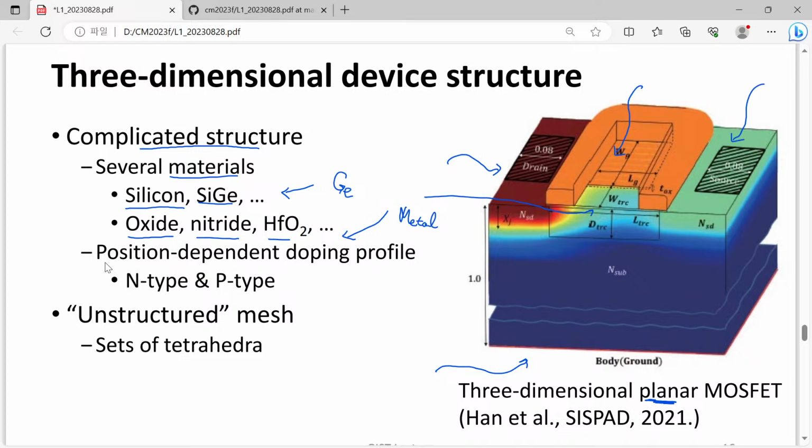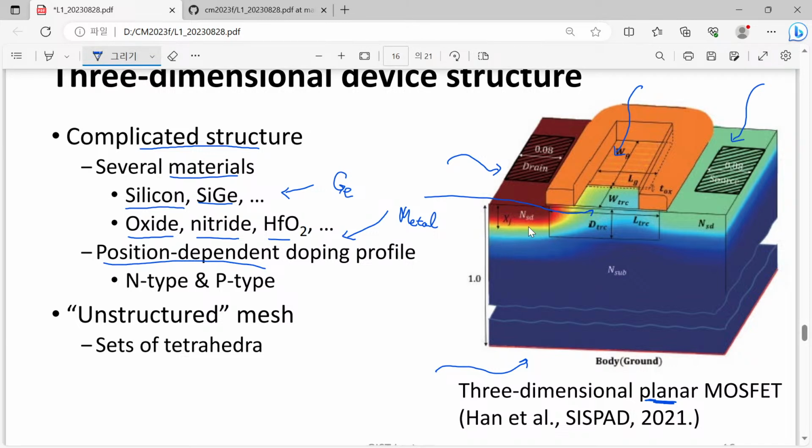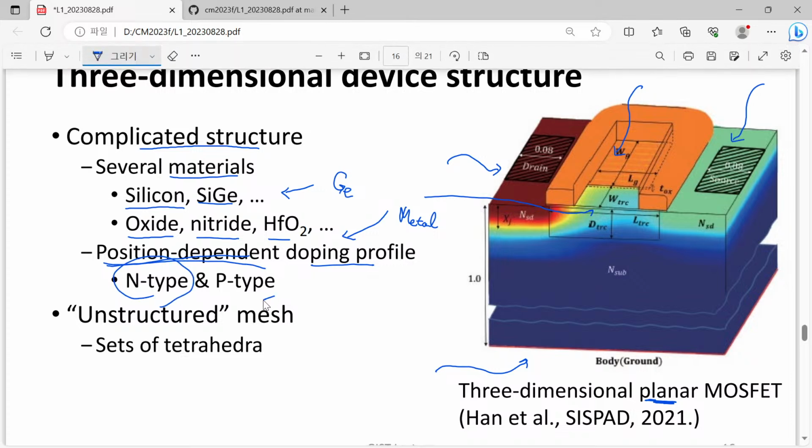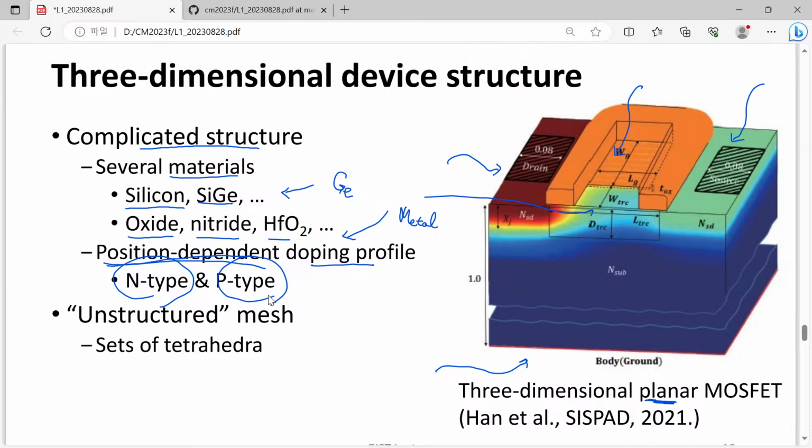Also, we have position dependent doping profiles. Doping profiles here, colors mean the values of, okay, so I'm sorry about that. So let's just go back. Position dependent doping profiles. Some part is n-type doped and some part is p-type doped, and depending on their doping profile, their electrical performance is heavily affected.